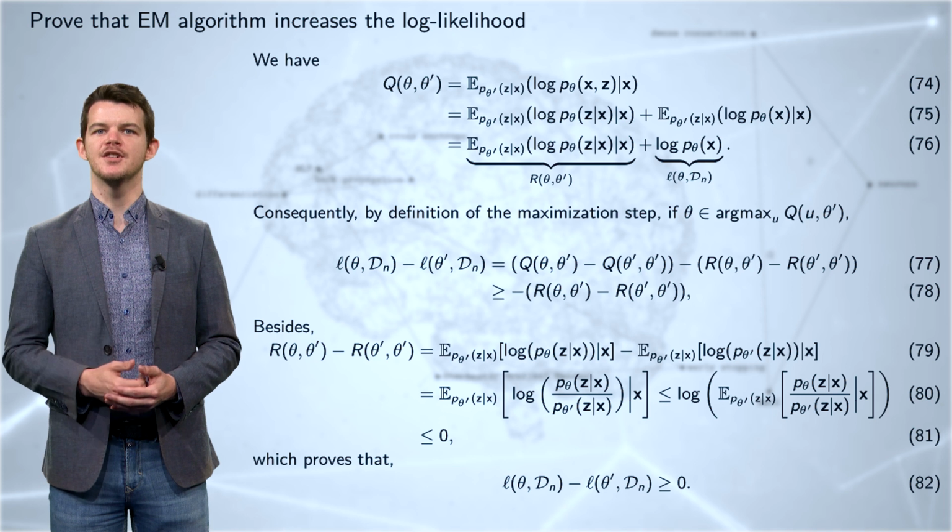You can prove with generic assumptions on the function Q that the EM algorithm converges toward a critical point of the likelihood, and with some additional assumptions on the likelihood, concavity for example, you obtain the convergence of the EM algorithm toward the maximum of the likelihood.